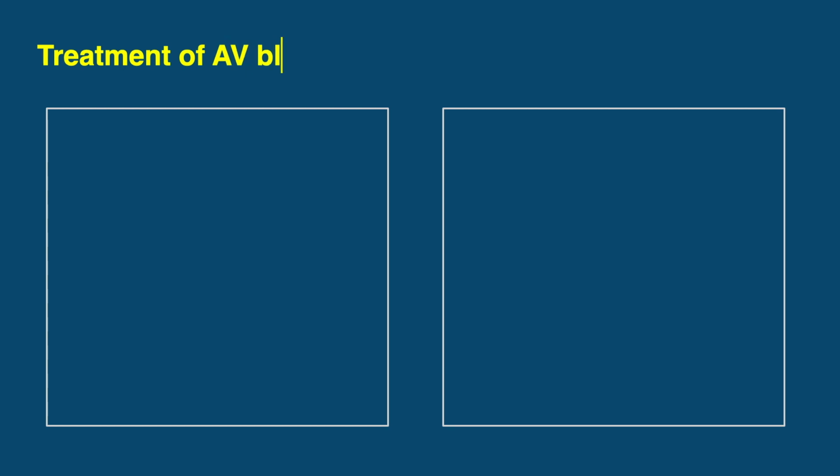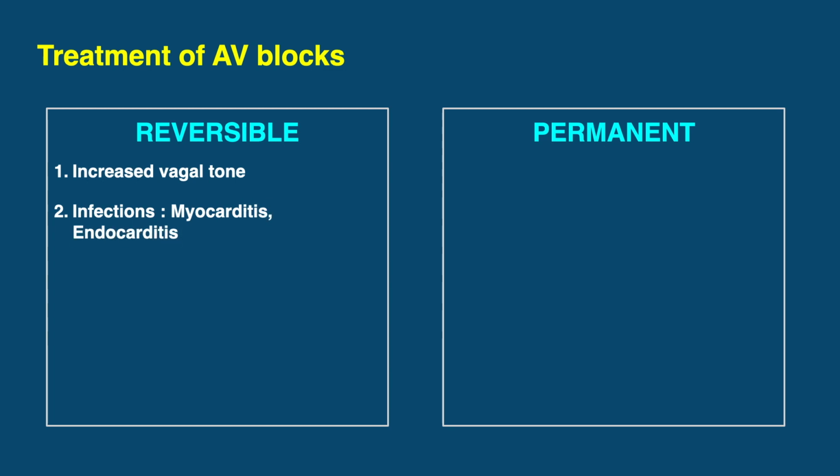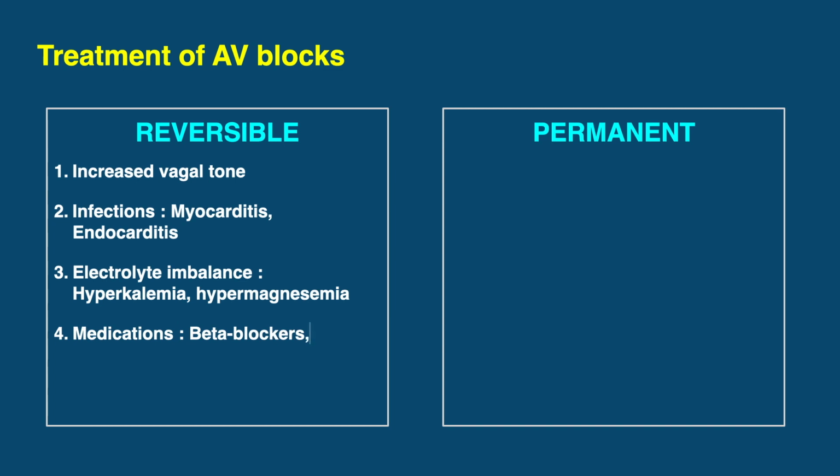When determining treatment, it is important to differentiate reversible conditions from irreversible conditions. Reversible conditions do not require a permanent pacemaker. They include increased vagal tone, infections such as myocarditis and endocarditis, electrolyte imbalance such as hyperkalemia or hypermagnesemia, medications such as beta blockers, calcium channel blockers, and mild ischemic events.